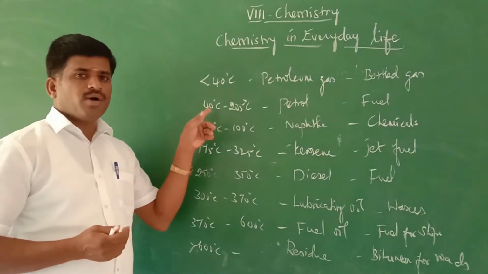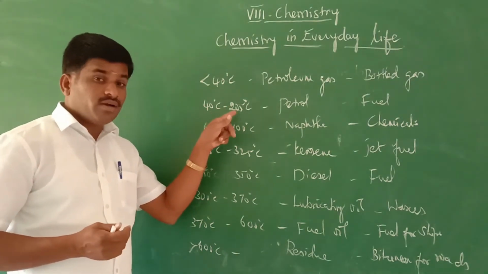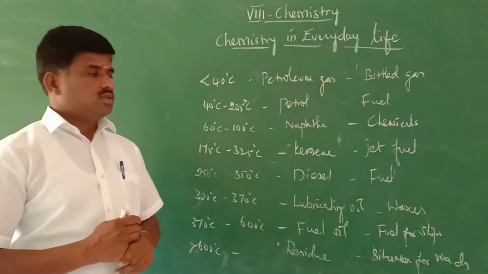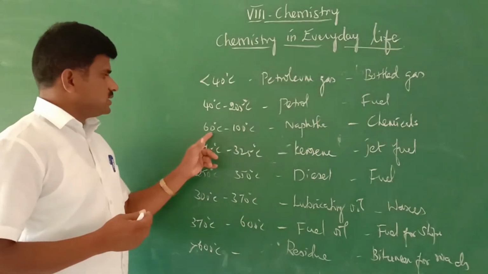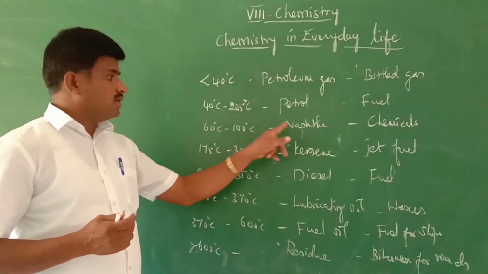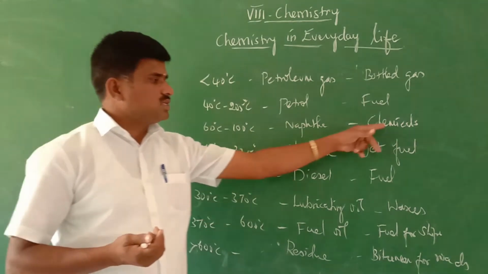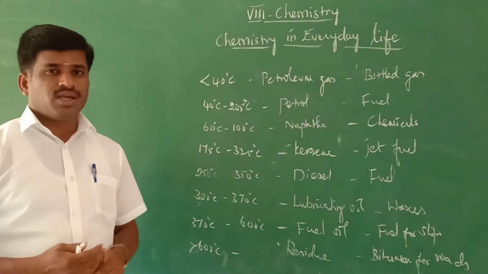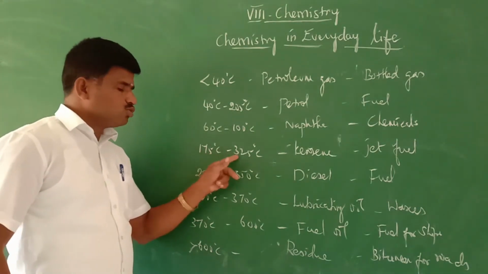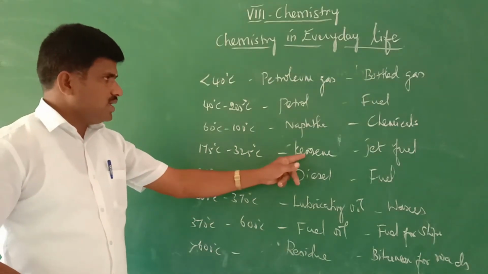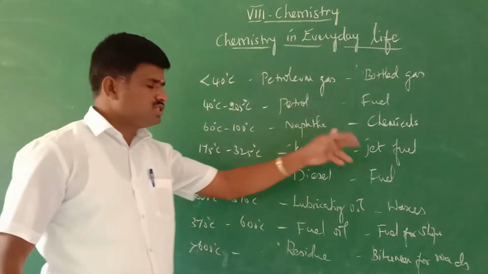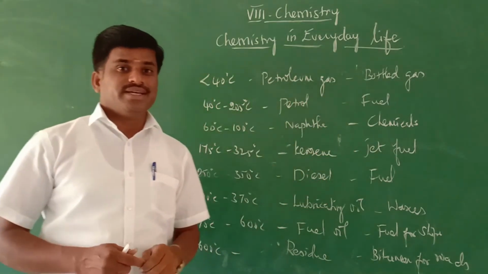Then at a boiling point of 40 to 205 degrees Celsius, we obtain petrol, which is used as a fuel. Then between 60 and 100 degrees Celsius, we obtain naphtha, which is used to make different kinds of chemicals. Next, at 175 to 325 degrees Celsius, we obtain kerosene. What is kerosene used for? It is used as a jet fuel.